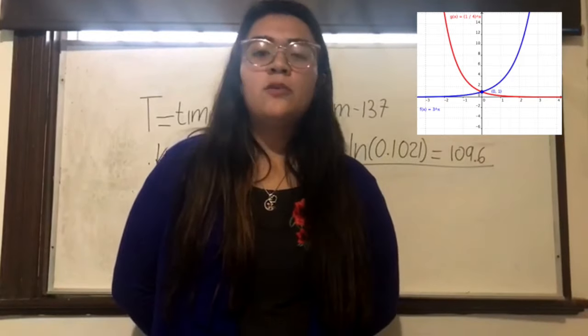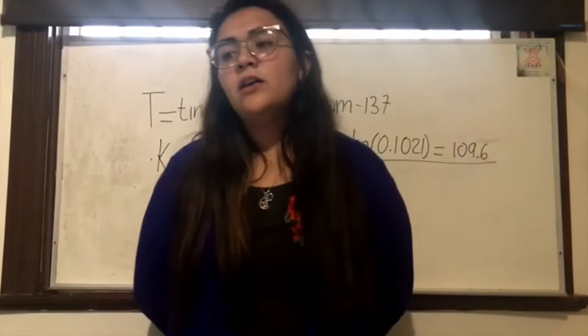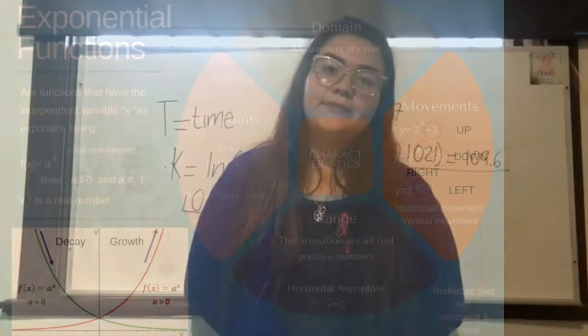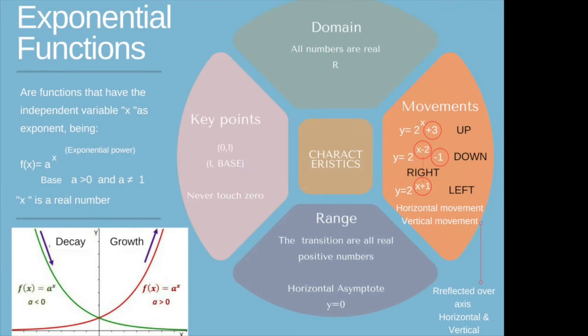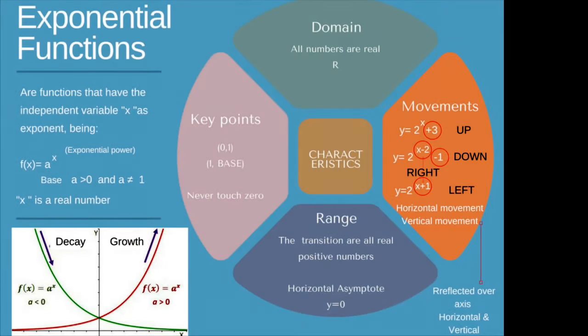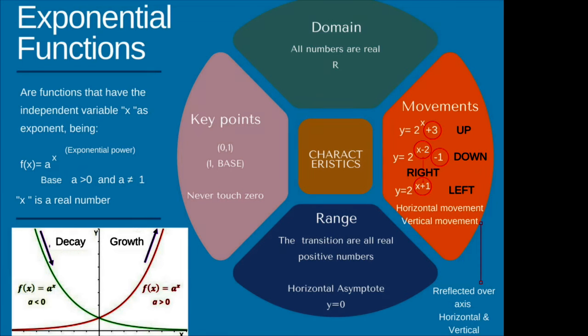point and its domain and range, along with their other characteristics. An exponential function is referred to as having an independent variable, in this case written as x, for an exponent, having as a reminder that x is always a real number. The written function is shown as this.